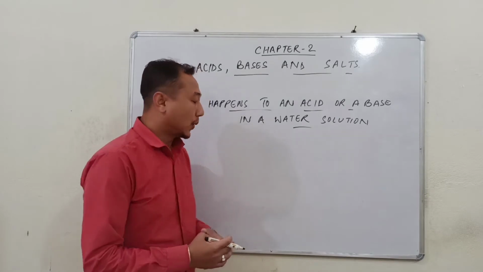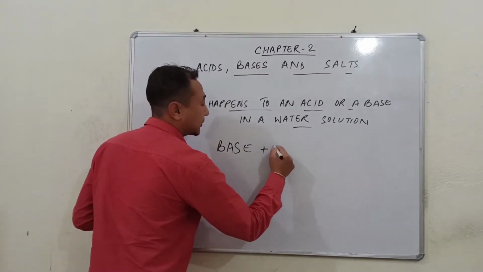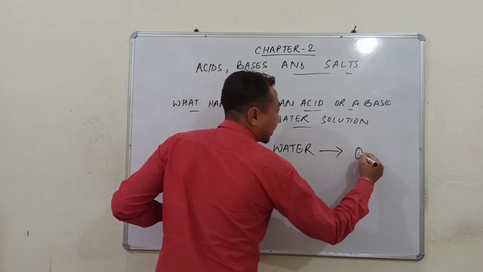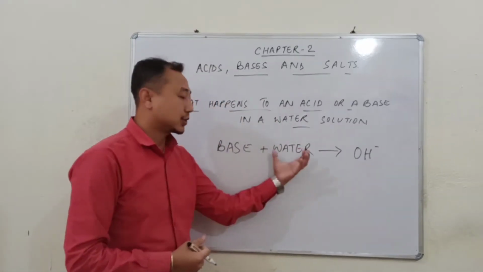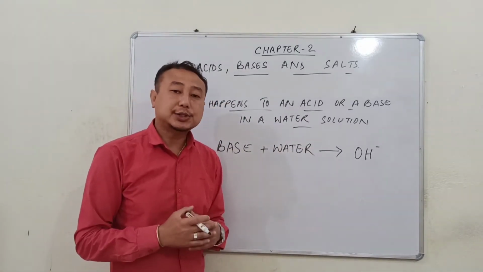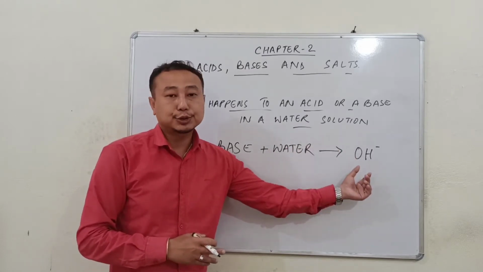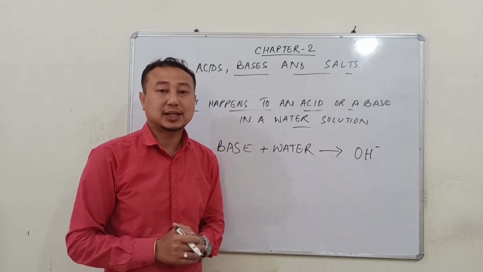Bases, when they react with water, form an ion which carries negative charge. The ion that is formed is known as hydroxide ion. So this is how the bases react with the water. The strength of the acids and the base depends upon the amount of hydrogen ion or the hydroxide ion that is produced by the acids and the base respectively.